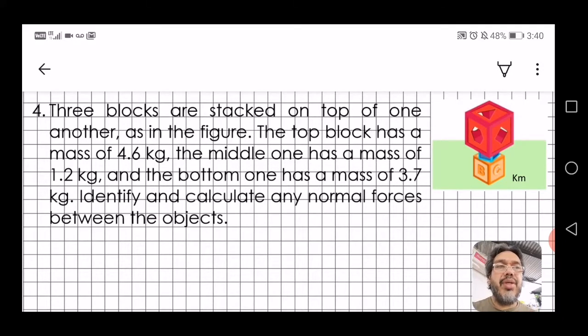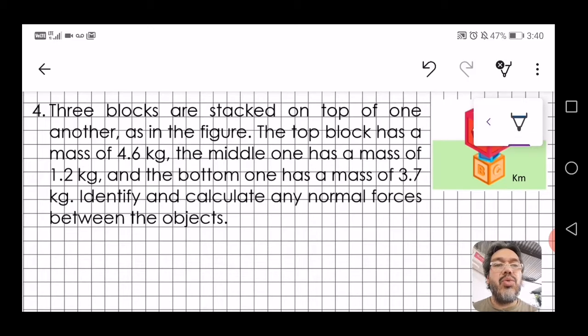So let me just quickly read it to you. Three blocks are stacked on top of one another as in the figure. The top block has a mass of 4.6 kilograms. The middle one has a mass of 1.2 kilograms. And the bottom one has a mass of 3.7 kilograms. Identify and calculate any normal forces between the objects.